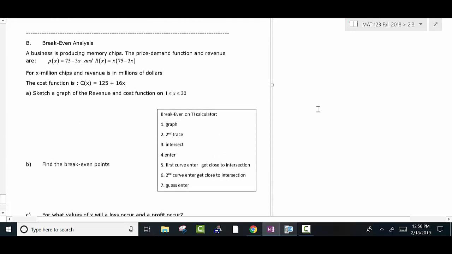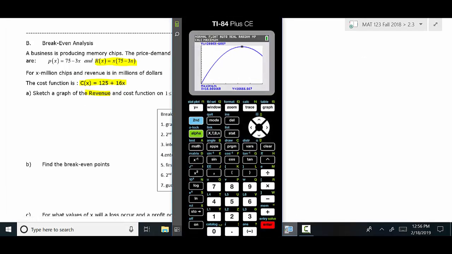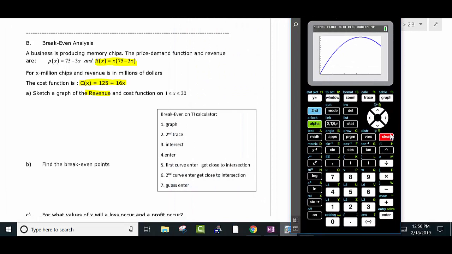So this one is break-even analysis, and this one I've already given you the revenue. So I've given you the revenue, and I've also given a cost function on this. So what we're going to do is just do a real rough sketch of the revenue. Okay, we're going to again do this on the calculator. Okay, so I'm just going to start over again on the calculator and go to y equals, clear off what we have, and then put in the revenue function. I'm just going to put it in the way I have it. I have x, and then parentheses, 75 minus 3x. And then we're going to graph this.